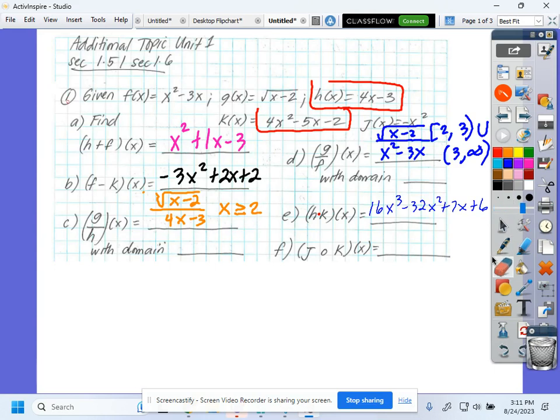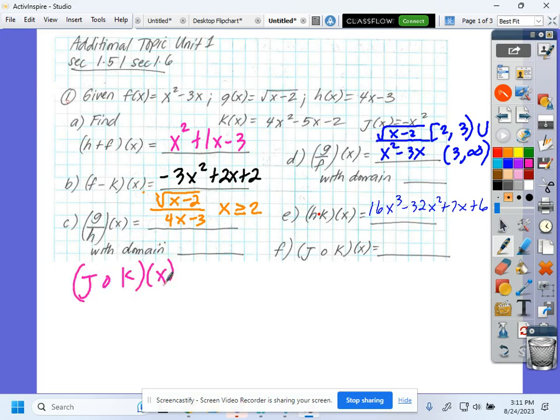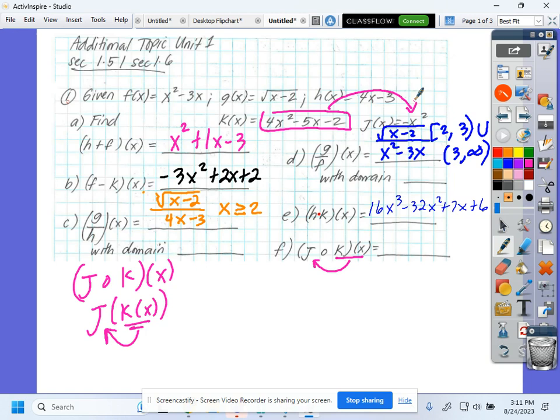Now j of k of x. That means the k of x will go into j. Where's j? Right here. So you're going to have negative 4x squared minus 5x minus 2 squared. The meaning of this squared here is that you're going to write it twice.